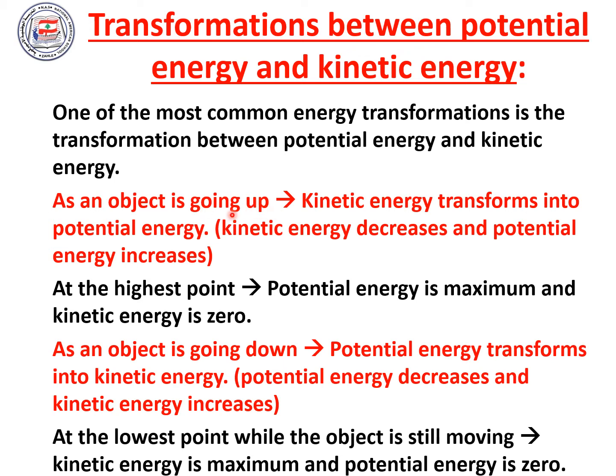As the object is going up, kinetic energy transforms into potential energy. So kinetic energy decreases and potential energy increases until we have maximum potential energy, which is at the highest point. So once the object reaches the highest point, potential energy is maximum and kinetic energy is zero because the object will be at rest. As the object is going down, potential energy transforms into kinetic energy, so it is the opposite. Potential energy decreases and kinetic energy increases. So potential energy decreases until it reaches zero. So at the lowest point, while the object is still moving, kinetic energy is maximum and the potential energy is zero.